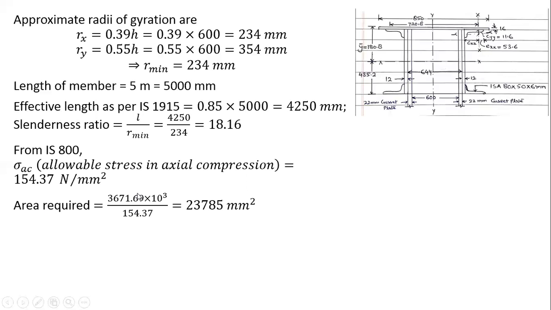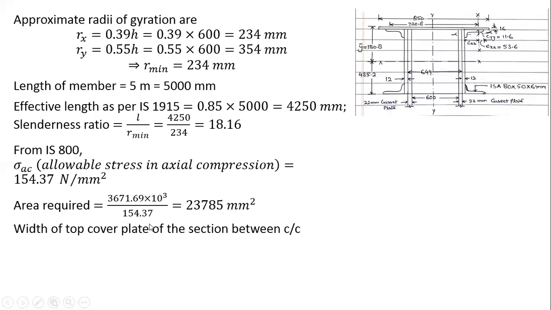Now I have to calculate how much area is required. Okay, so this is my force in the top chord member. Okay, and this is my stress. So I divided this force by the stress. So I required this much of area for the top chord. Now for this, I have to provide area which is bigger than this area.